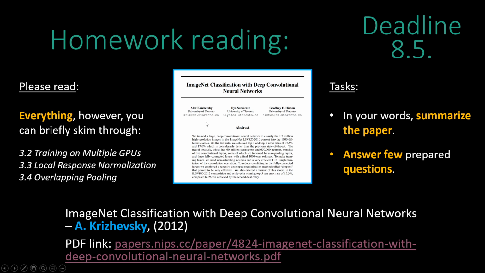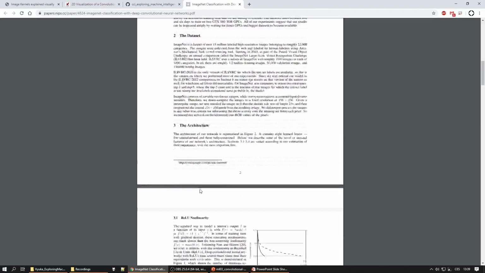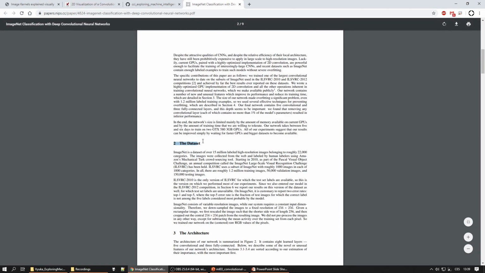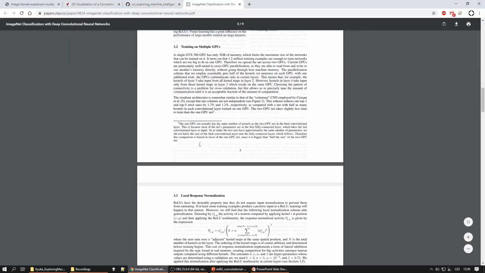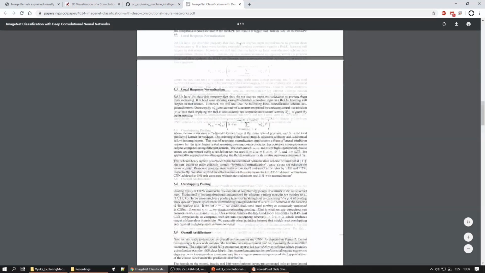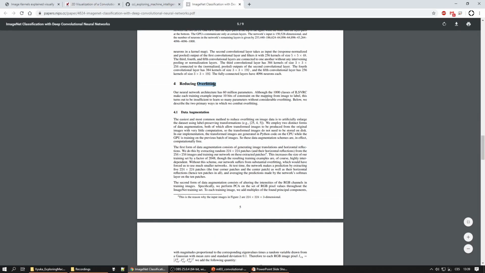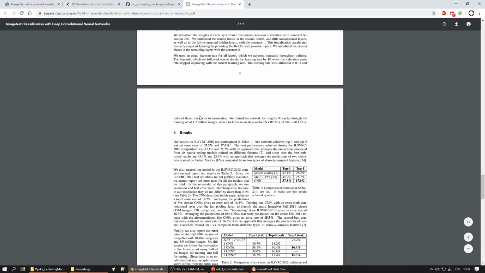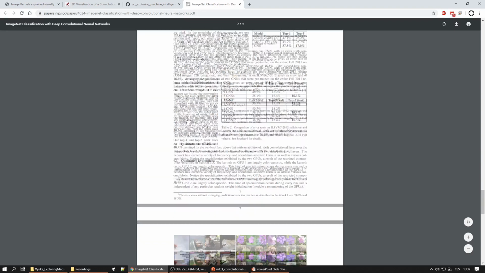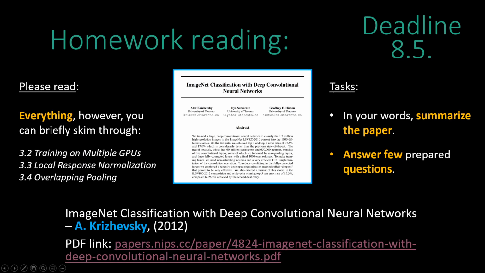I still would like you to read the rest of the article, all the way from the introduction with the explanation of the dataset used, with the architecture, the description that we were talking about today, all the way to fighting with overfitting, and some details, results, and discussions. Yeah. Okay. So this is the first homework, and for that one you have basically 1 week to do this.